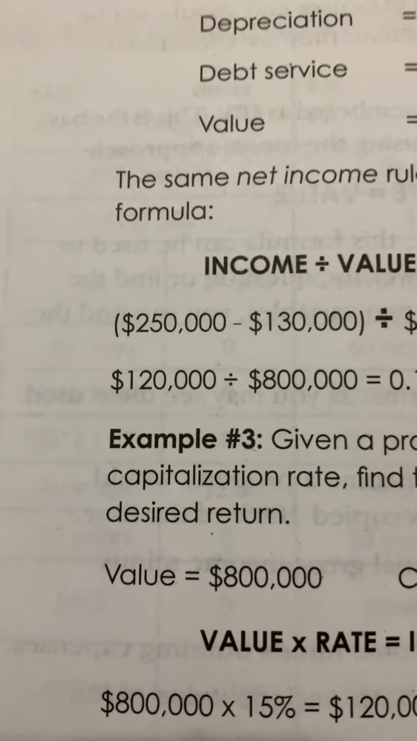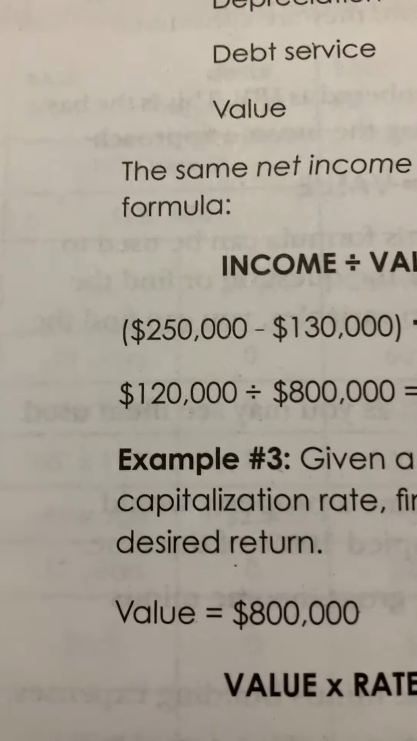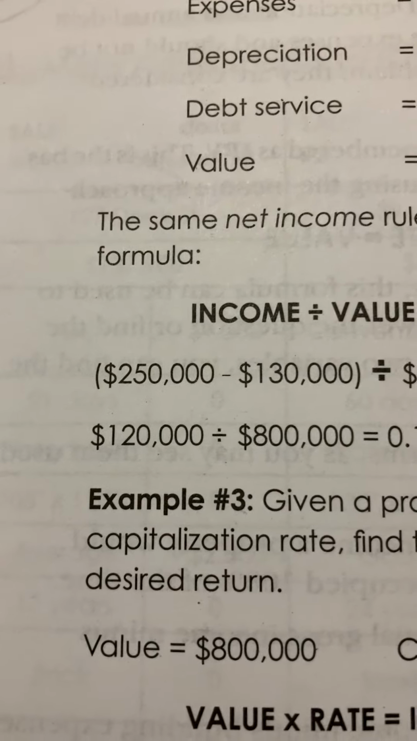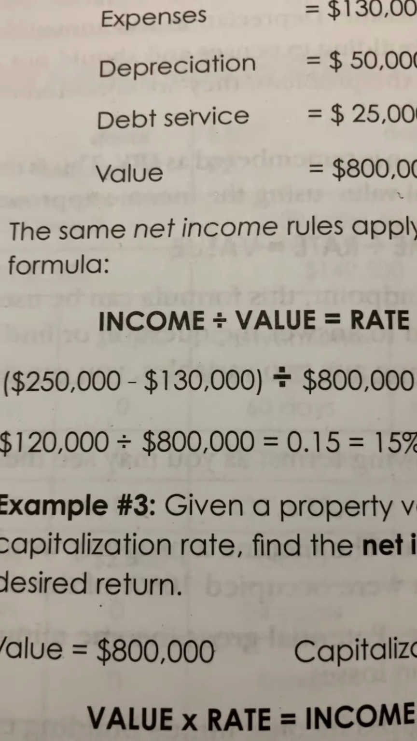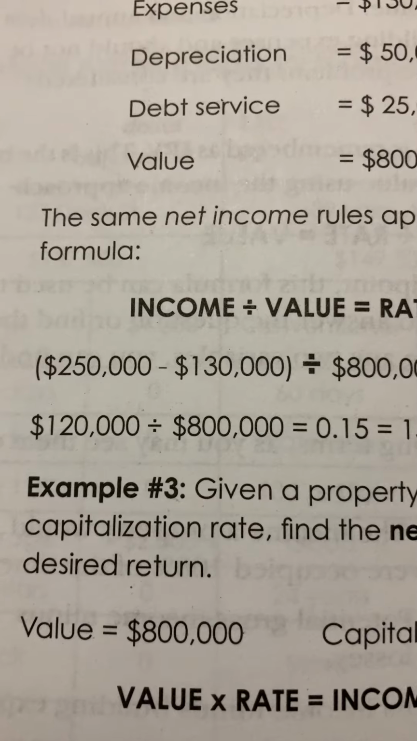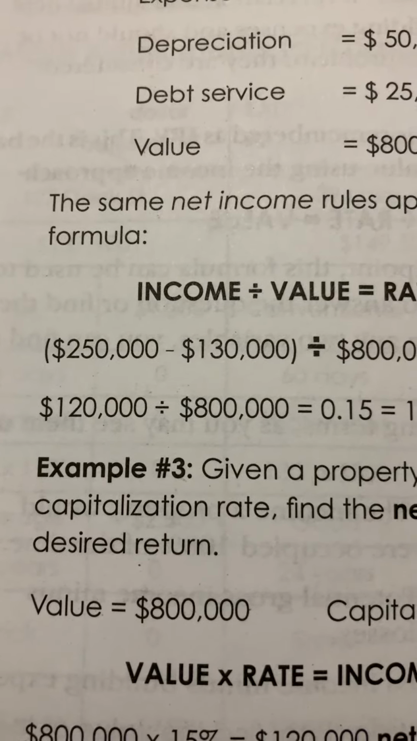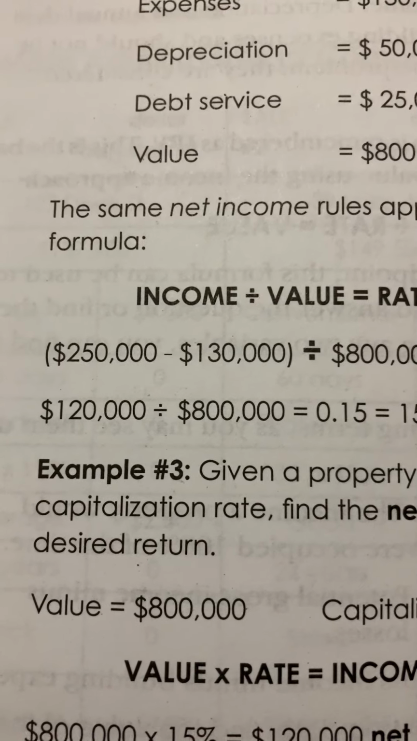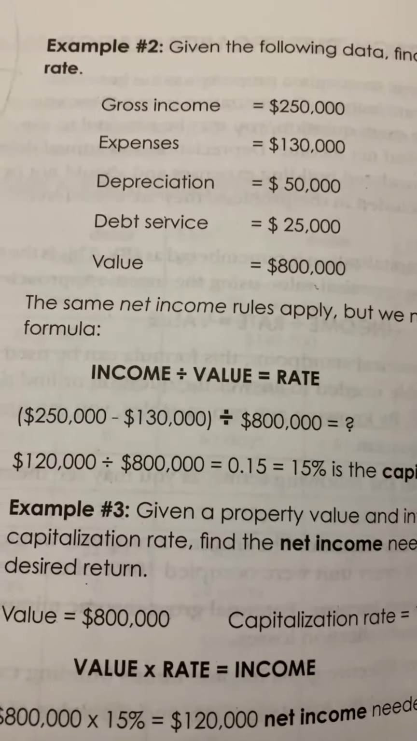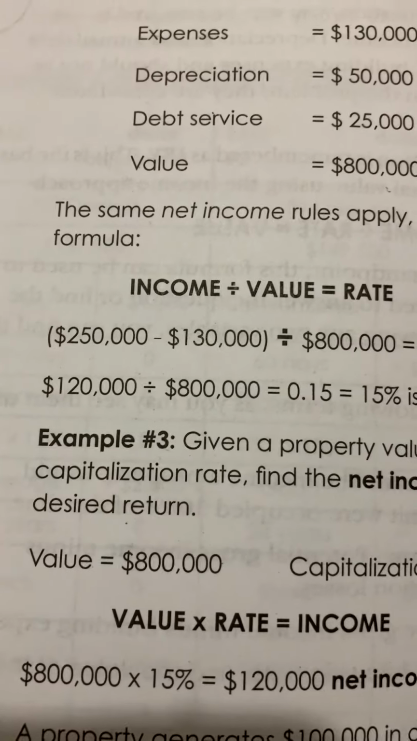Here is $250,000, which was the potential gross income, minus the $130,000, which is expenses, whatever the result of that was, which should be $22,000, I think. Right there. Divided by $800,000 equals, and it shows a question mark.